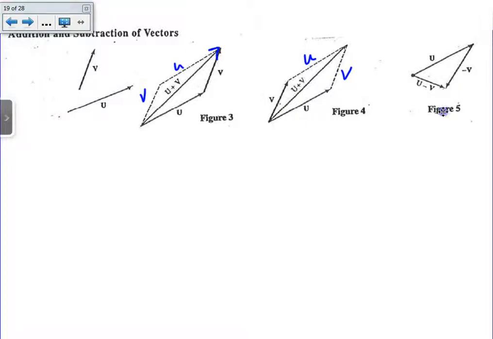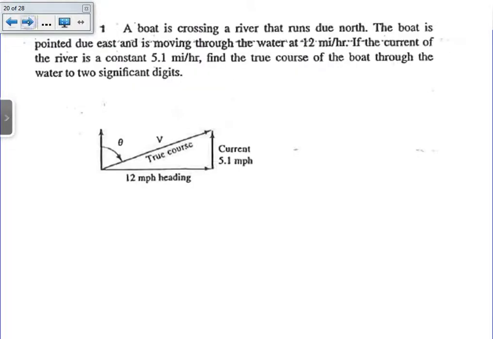And then this is the subtraction of the vectors. So here's vector u, and then to attach tip to tail, when it's subtracting vector v, it's going to go in the opposite direction of what it used to go. And then you're going to get a resultant vector, u minus v. Again, you don't need to worry about this so much for this class.